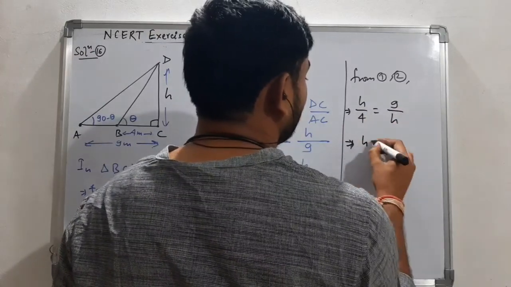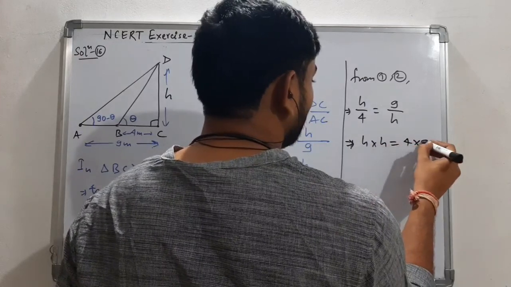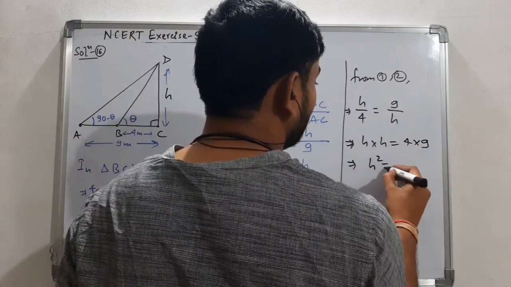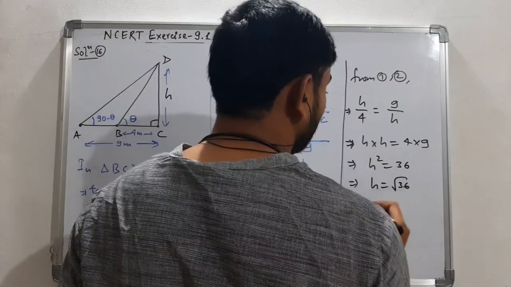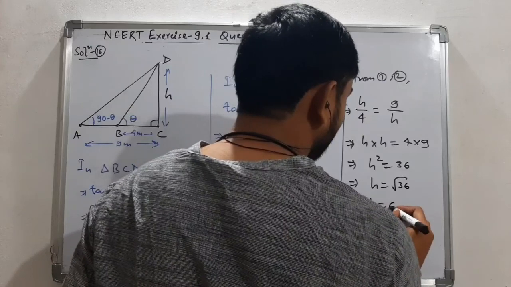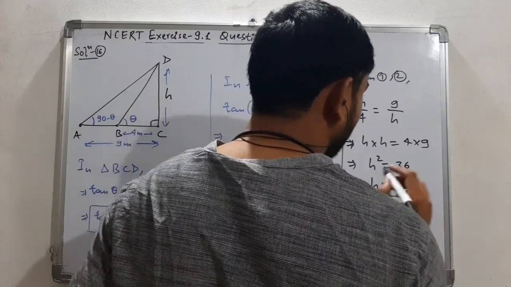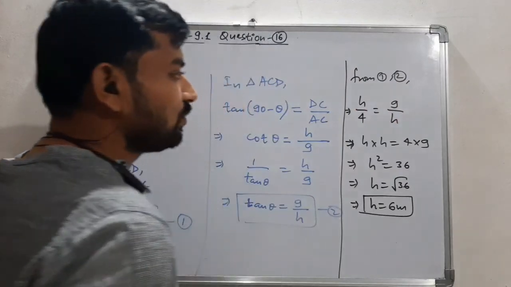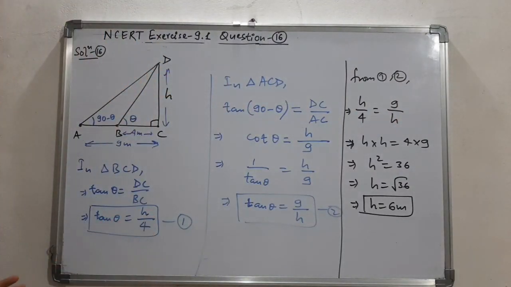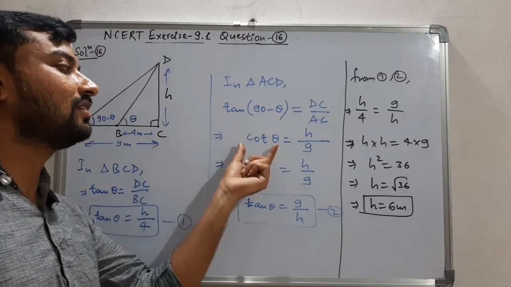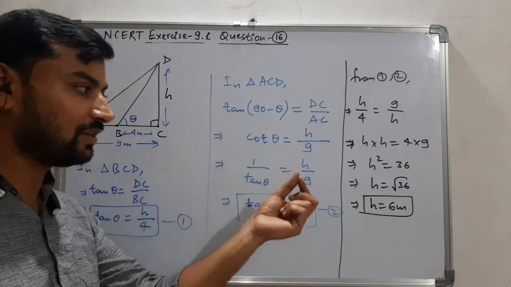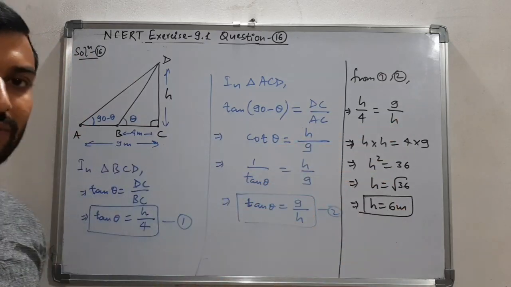So from here h multiplied with h is 4 into 9. So here we are getting h square is equal to 36. So h is coming out to be root 36. So the height we are getting here is 6 meters, the height of the tower, which we wanted to prove. The height is not given to us and theta is also not given to us. But somehow we managed by using the complementary angle concept. Tan 90 minus theta is cot theta. So this is how we find out the height.